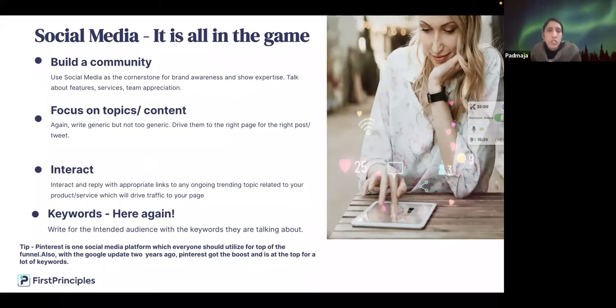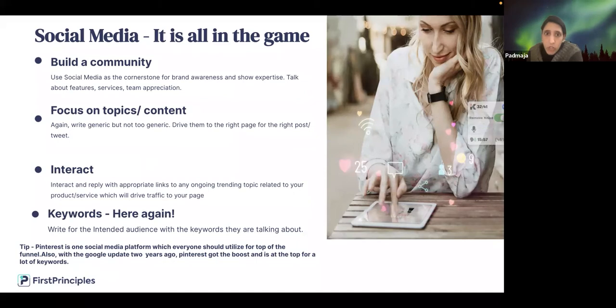So if you're going to focus on social media at the top of the funnel, always ensure you build a community. Focus on the topics. Again, write generic, not too generic. Keep interacting with the people. It's okay if you say good morning to everybody in the community, doesn't matter, but keep that interaction open. Know that you are available, know that you are an expert who is ready to answer anything which comes up in the groups, right? Again, keywords, hashtags, or we can call them hashtags here, or we can actually use the exact keywords or exact phrases to make sure that your expertise is known again.